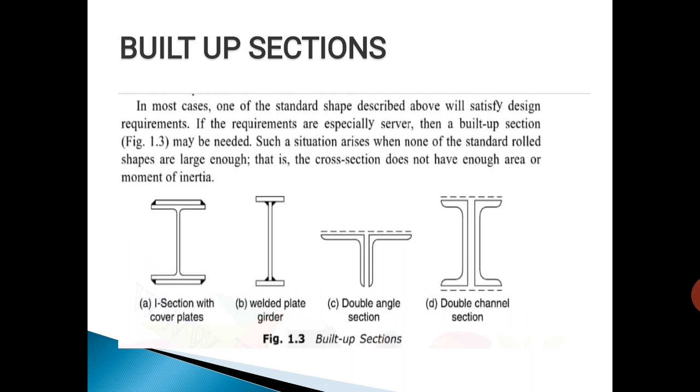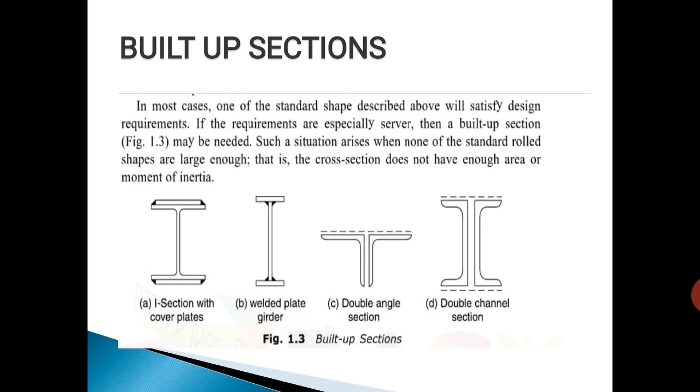When the load is very heavy or the strength of a single section is not sufficient, we go for a built-up section. It consists of more than one section. Mainly built-up sections are used in railway bridges or stadiums. In most cases one of the standard shapes described above will satisfy the design requirement.